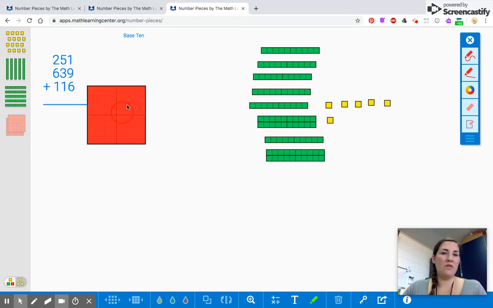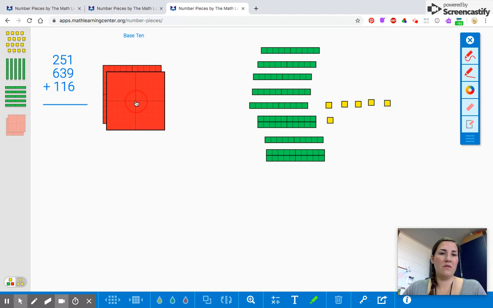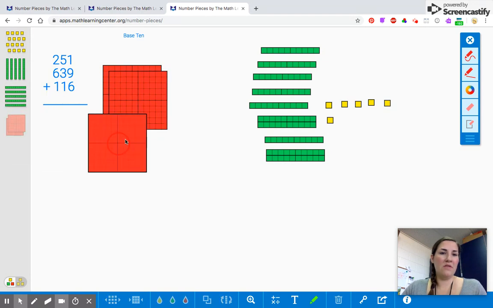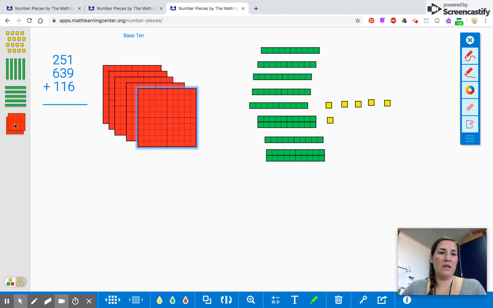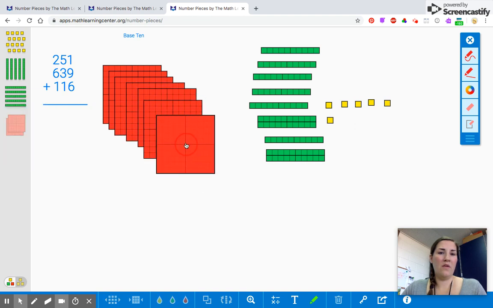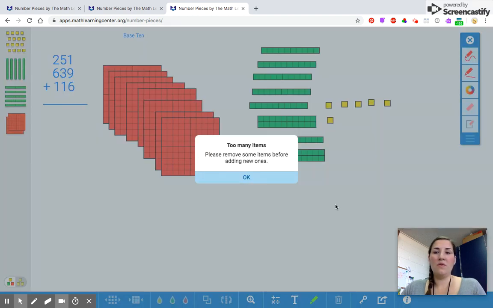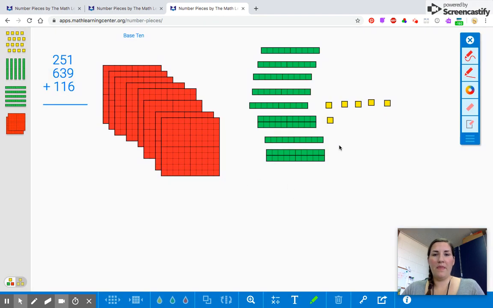All right, then I'm going to do my hundreds. So I have 2 hundreds, 6 hundreds, 1, 2, 3, 4, 5, 6, and then I have 100. So I'm going to take a look. It's telling me I have too many on here, so let's take a look. I know I already traded some of my ones for a 10. Let's see if I can make a group of 100 here.